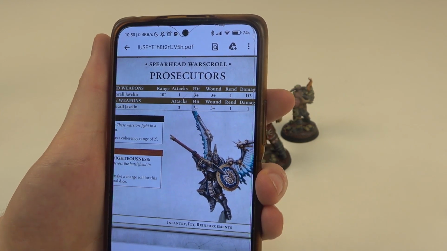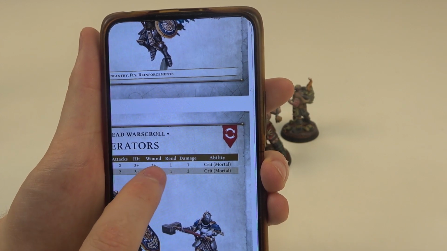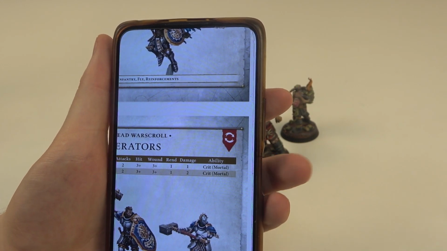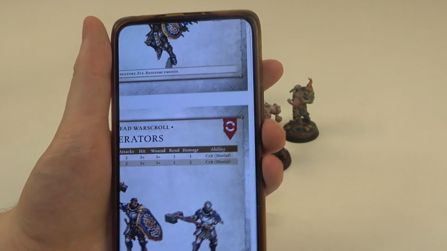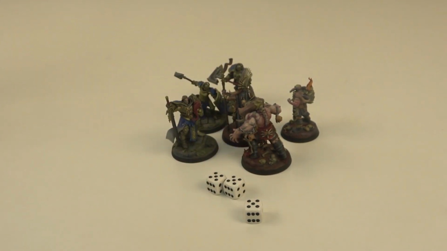So if they would have +1 rend, then the Liberators would make a 2 rend instead of 1 when attacking infantry, as I mentioned in the beginning. And they don't have this rule, I'm just making it up for the purpose of this video.